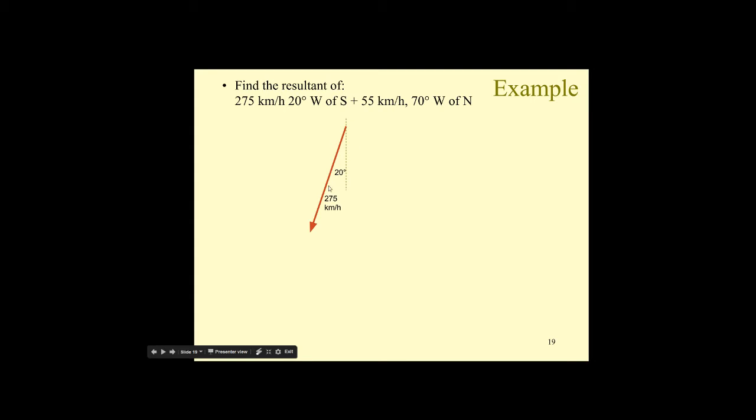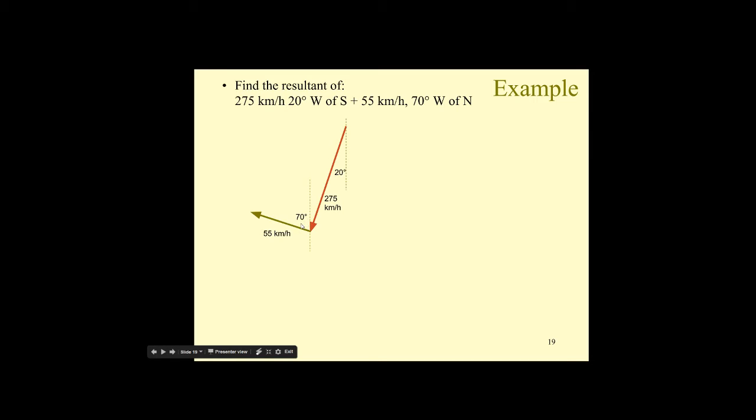So again, you're just sketching this. You don't have to measure anything out. It's approximate, just to kind of give an idea of what the result is going to look like. Label this 275 in my drawing. I'm then going to put on the end of that, so I need a north line. I'm going to measure 70 degrees west of that north line. So it's going to go that way. And that's where my angle's at.